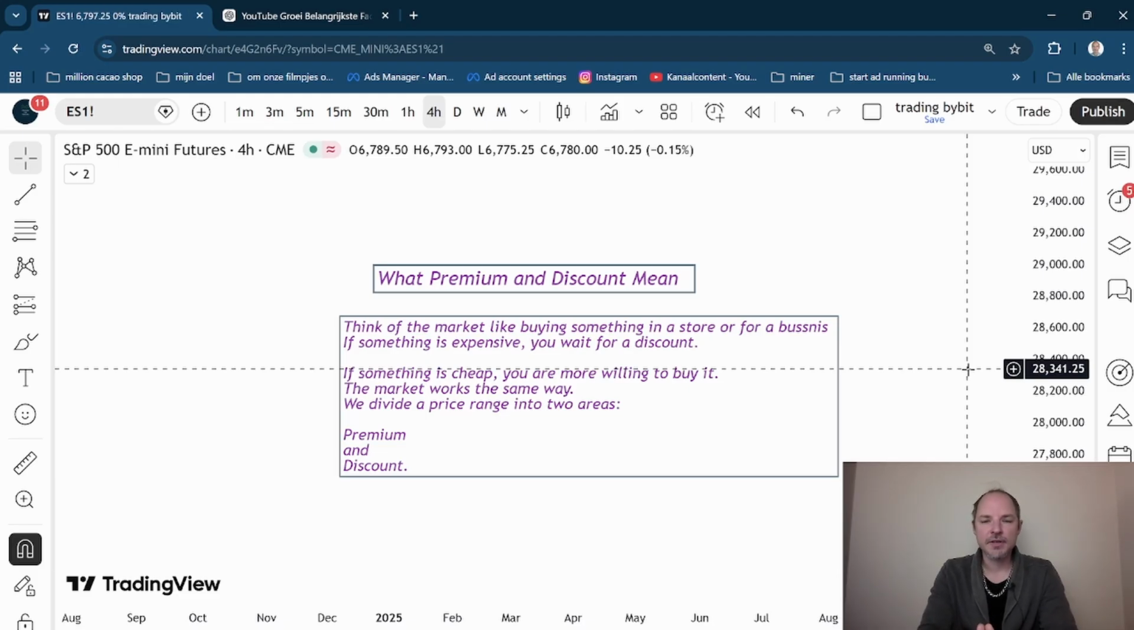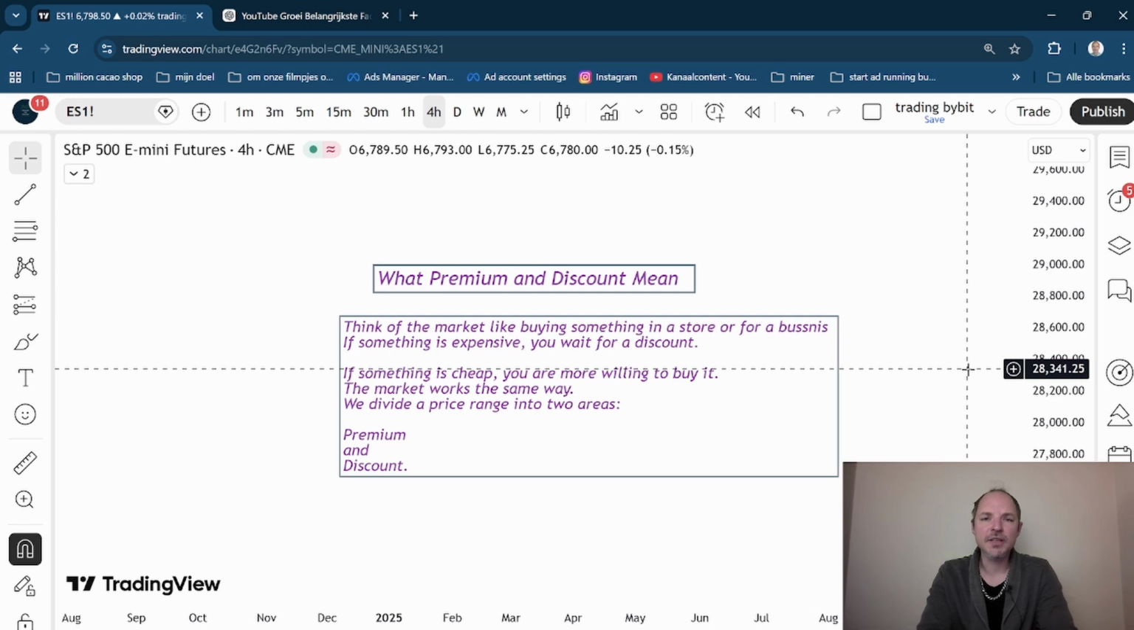Think of the market like buying something for a business. You want to buy something cheap to sell it at an expensive price. So if something is expensive, you want to be patient until it is at a discount. If something is cheap, you're willing to buy it. The market works in the same way. We divide the price range into two areas, called premium and discount. These are the terms we use in trading.